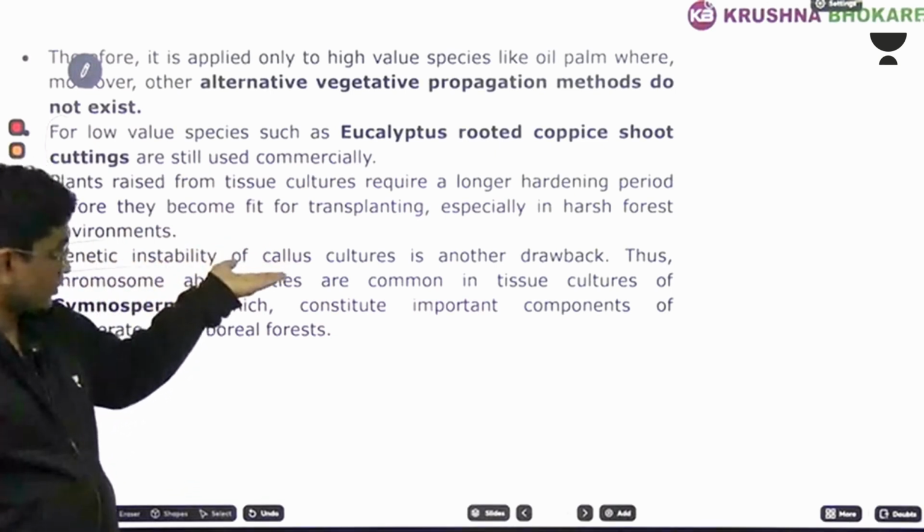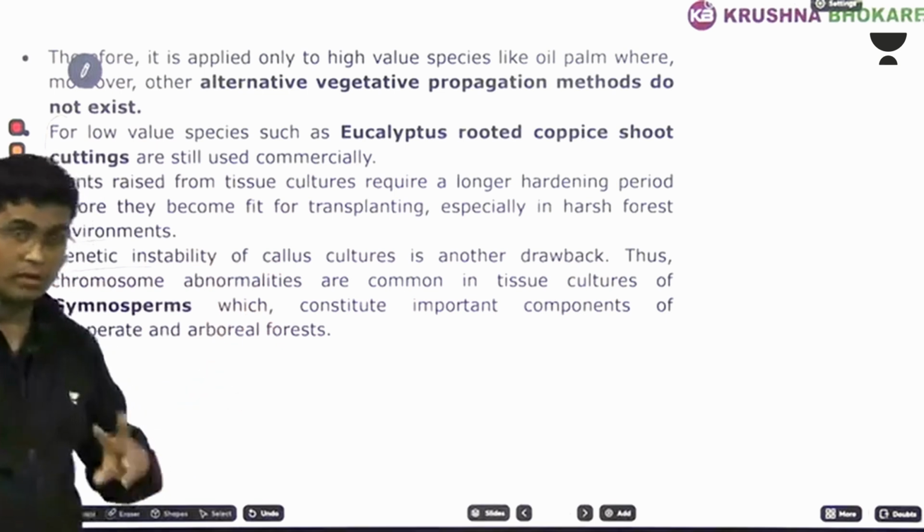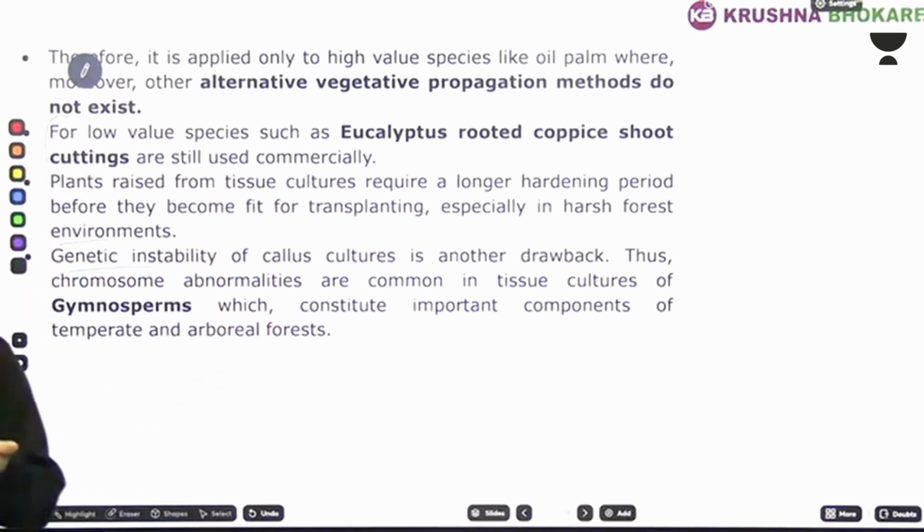Genetic instability of callus culture is another drawback. There can be a problem at the callus level, so there will be a variation that is called as which type of variation, can you tell me? Somaclonal variation can be there, right, this one.